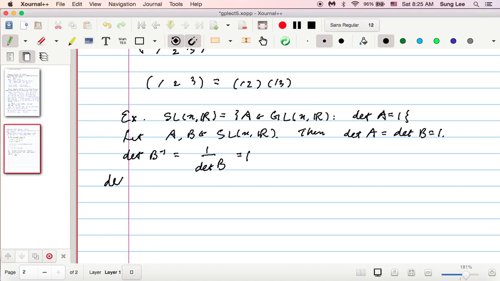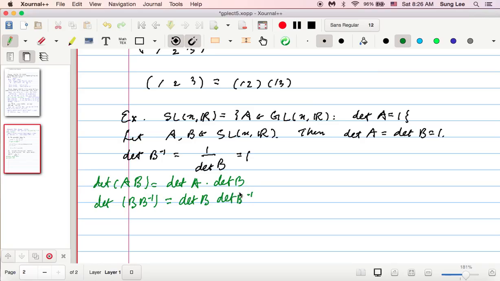I mean, you can easily show this. This is actually a well-known property: the determinant of A times B equals the determinant of A times the determinant of B. So using this property, on the other hand, B times B inverse is the identity matrix, so the determinant of B times the determinant of B inverse equals the determinant of I, which is 1. Hence, we get this property here.